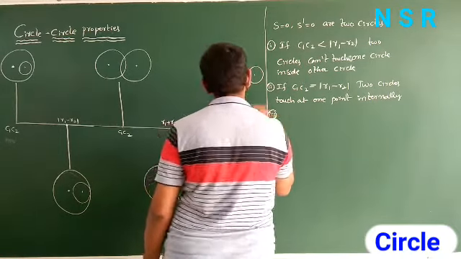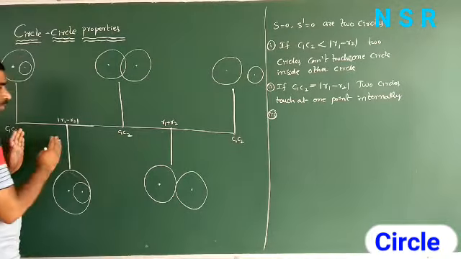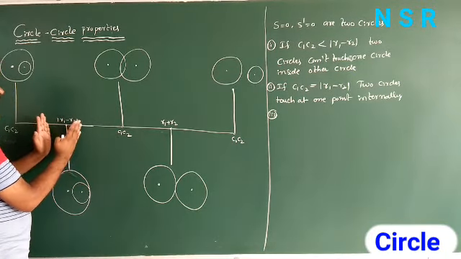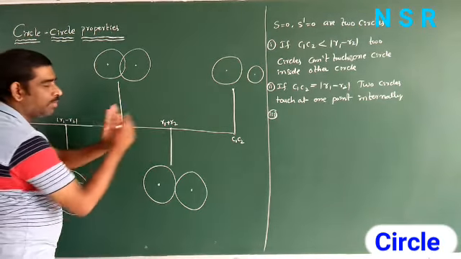Next, the third one. Next, C1 C2 moves to here. If the C1 C2 value is between mod R1 minus R2 and R1 plus R2.